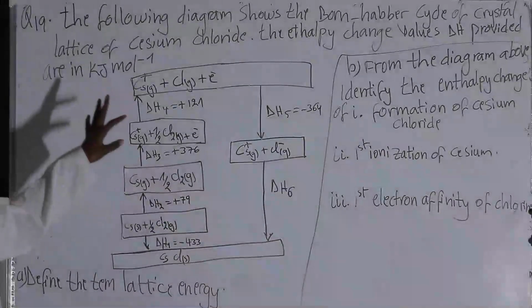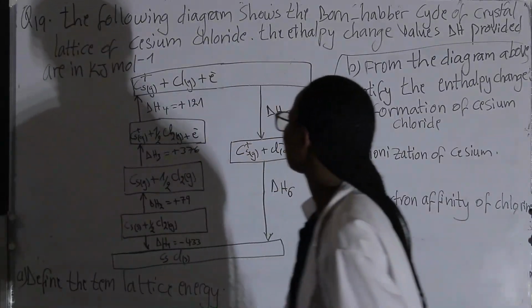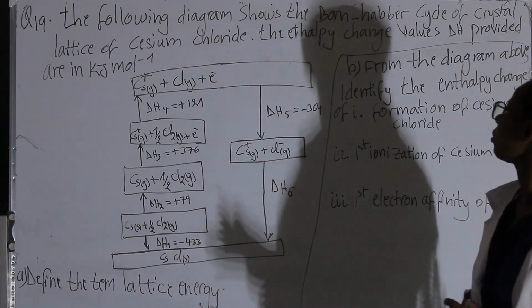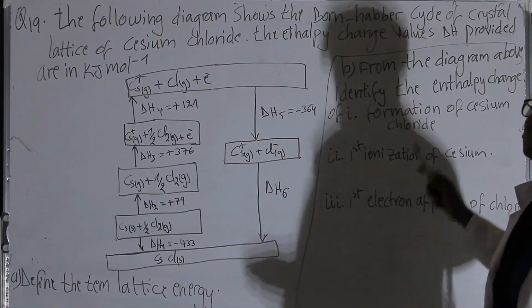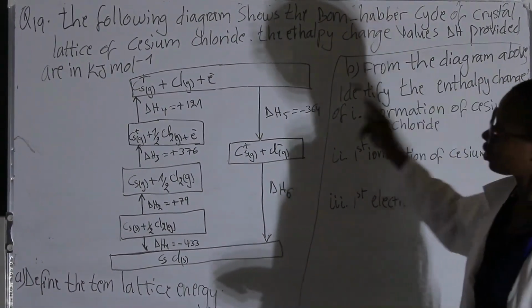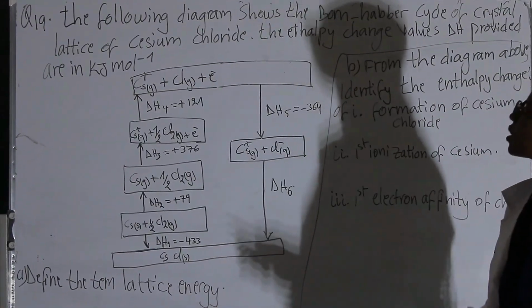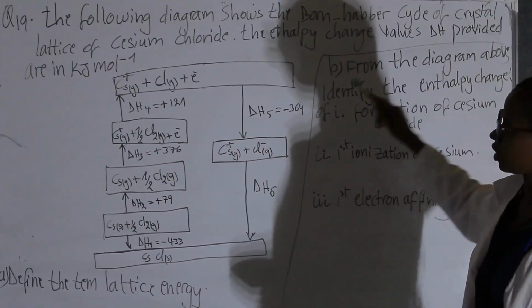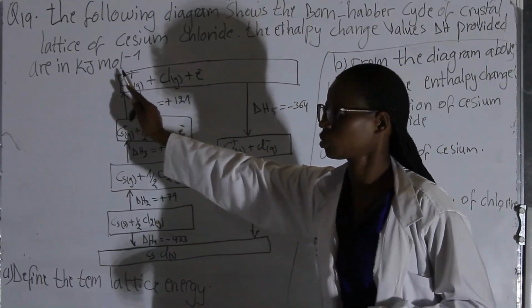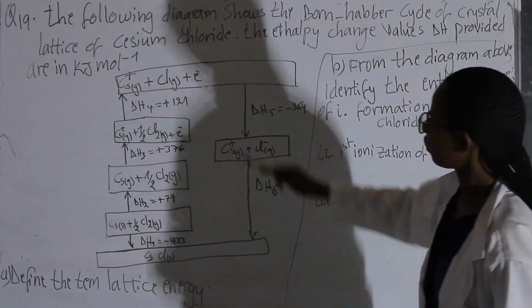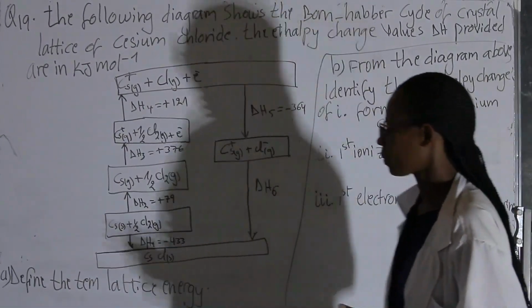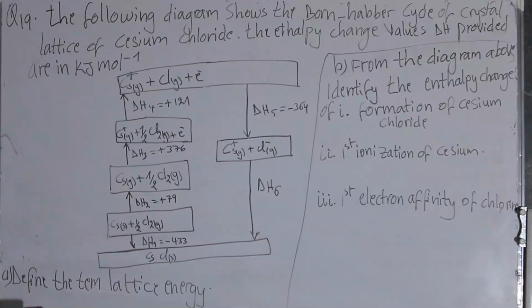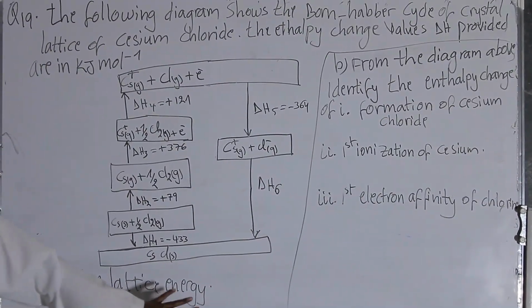For question 19, the following diagram shows the Born-Haber cycle of the crystal lattice of cesium chloride. The enthalpy values, which are ΔH, provided are in kilojoule per mole. Question number A, define the term lattice energy.